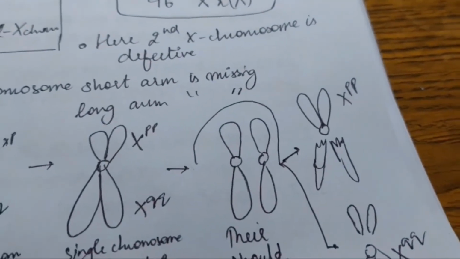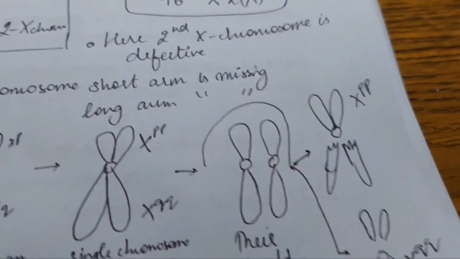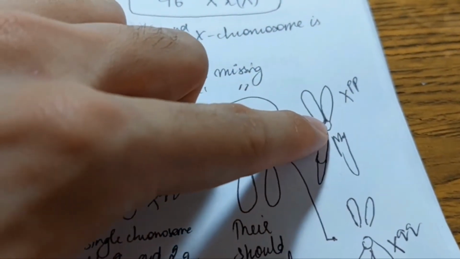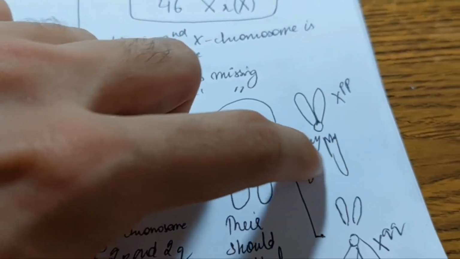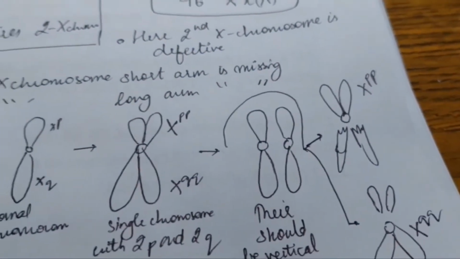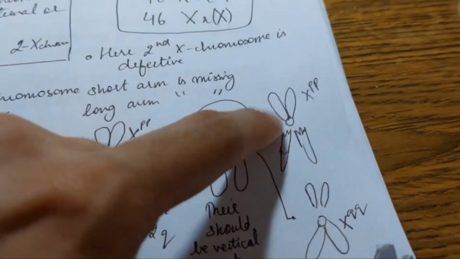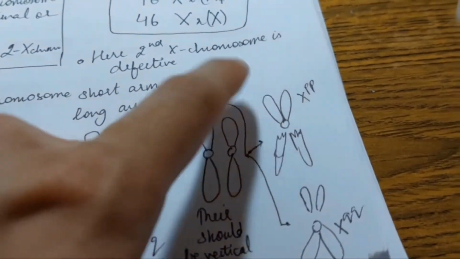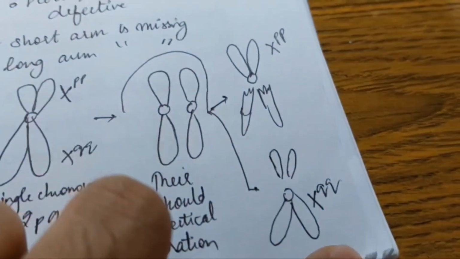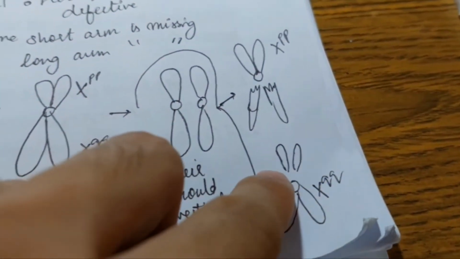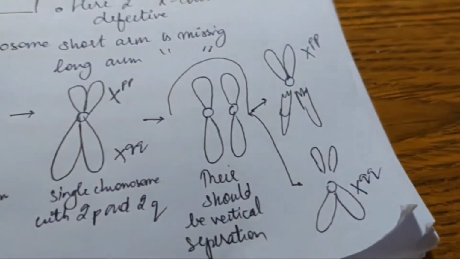In this case, the arms which have the centromere with them will survive, whereas the ones without the centromere will get digested. So it can either be the short arm, that is Xpp, that takes the centromere, or it can happen for the q arm, Xqq. So here the p arms will be digested, and here the q arms will be digested.